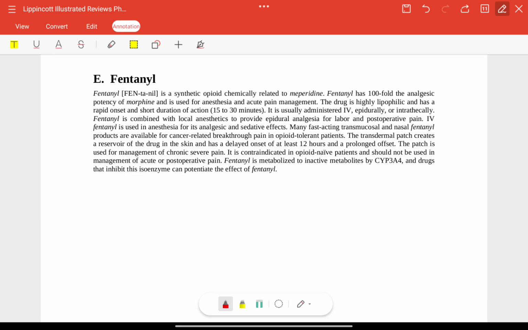Now fentanyl. Fentanyl is a synthetic opioid chemically related to meperidine. It has 100-fold the analgesic potency of morphine and is used for anesthesia and acute pain management. It is given IV, epidural, intrathecal. It is combined with a local anesthetic to provide epidural analgesia for labor and post-operative pain. Fentanyl is metabolized to inactive metabolites by CYP3A4.